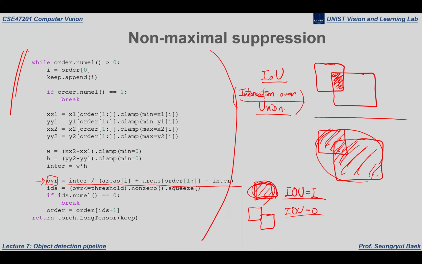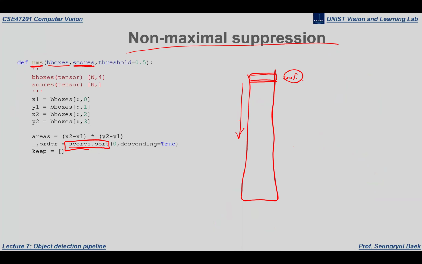In the middle, IOU becomes higher if they have a higher intersected region, but IOU is reduced when they have a smaller amount of intersected region. So this IOU is a measure for calculating the similarity between two bounding boxes. Here they are calculating the intersection over union measures for all the boxes contained in here.